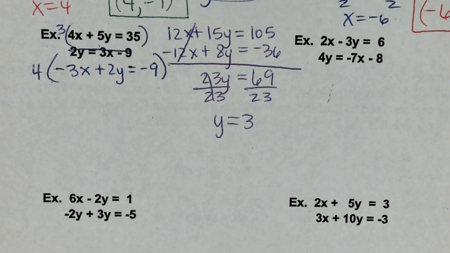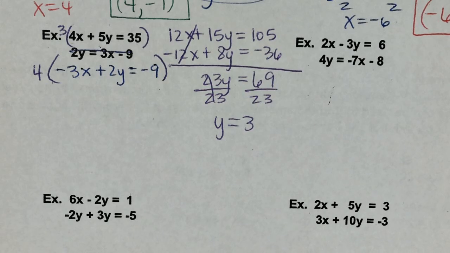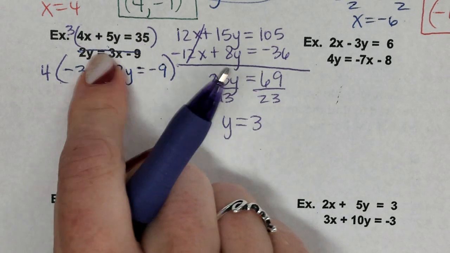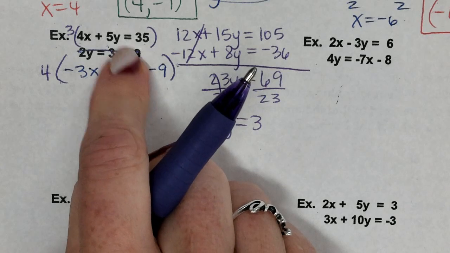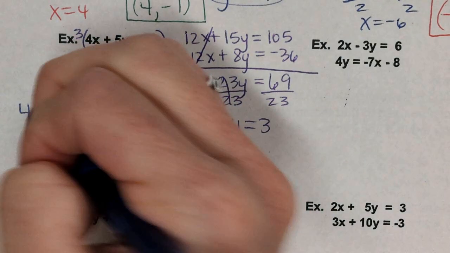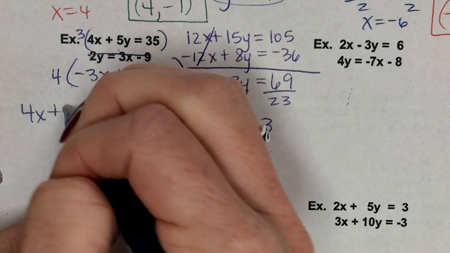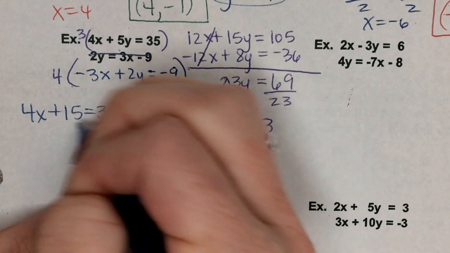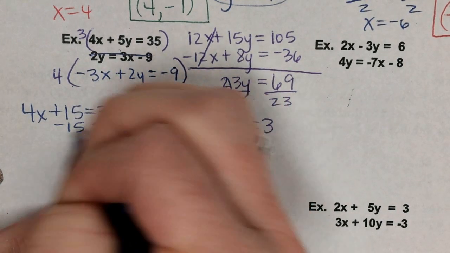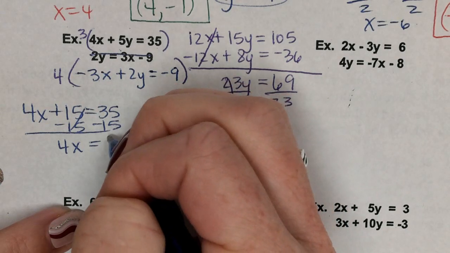Did everybody get y equals 3? Okay, then you pick an equation to plug it back into. It does not matter which one you pick. You can literally pick this original equation right here. It does not matter. I'm going to go with the top one, though. So I have 4 times x plus 5 times y, which y'all agree is 15, yes? Equals 35. What is that, 20?